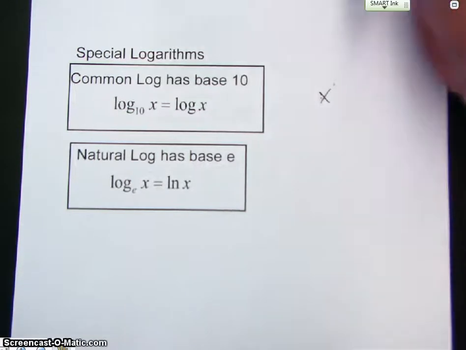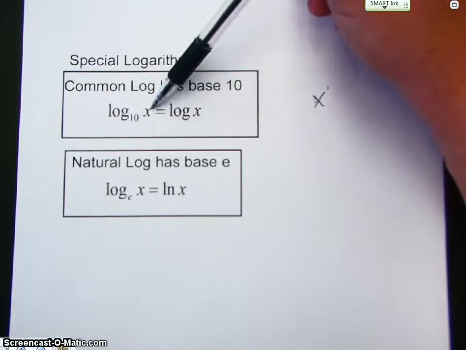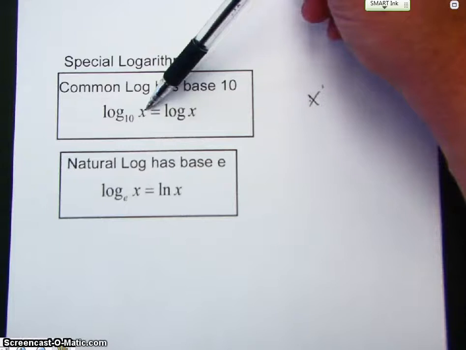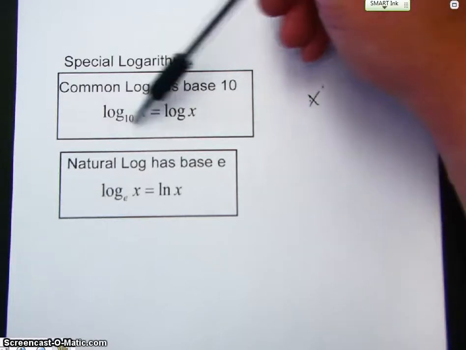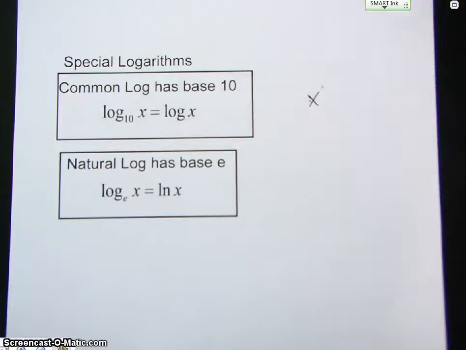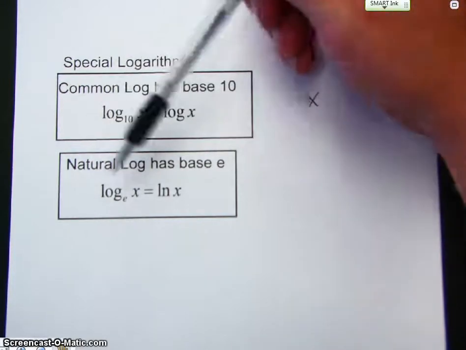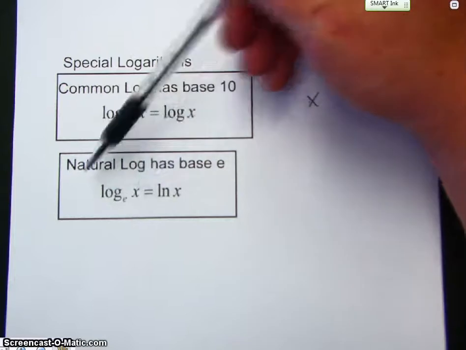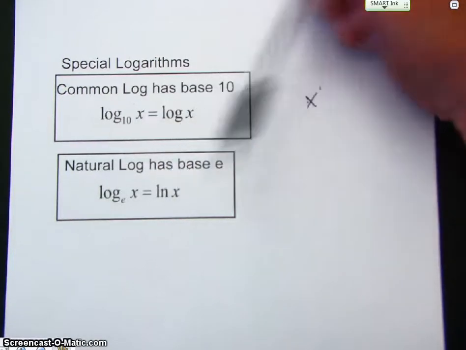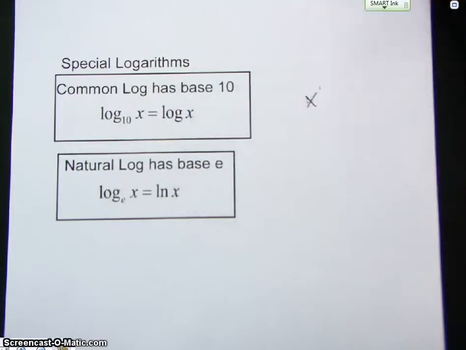Alright? Because for a while you might see the common logs written like this, but eventually when you get into advanced math and or pre-calc or even higher levels of mathematics, they no longer write it like this. They write it as this, which means this. And the same thing for this one. The natural log has a base e. Log base e of x. Instead of having it like this, they call it natural log of x, ln x. They mean the same thing. They're both logs, but they have different bases.